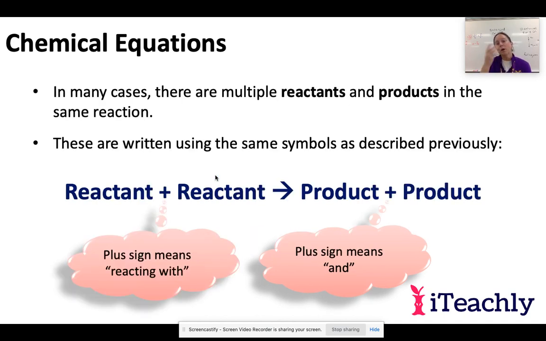So here I have multiple reactants and multiple products. So how would we say this? I would say reactant 1 and reactant 2 yields product 1 and product 2. I could also say reactant 1 reacts with reactant 2 and makes product 1 and product 2. Again, notice it's just a little difference in wording, but it still means the same thing, just a little variation.